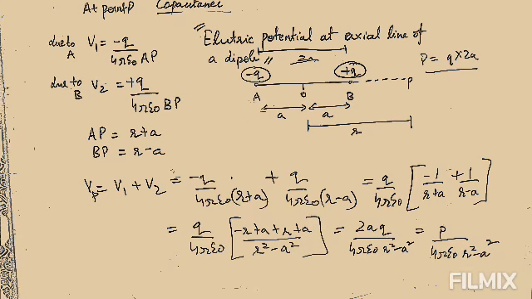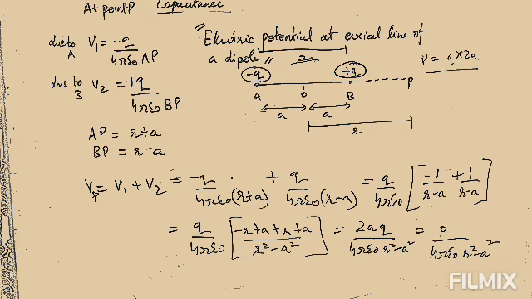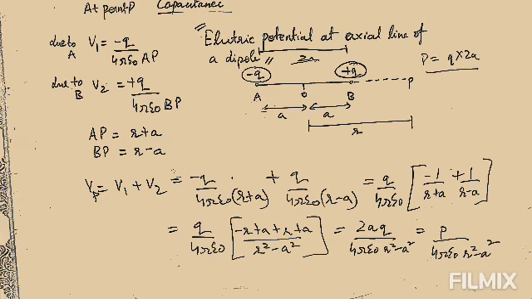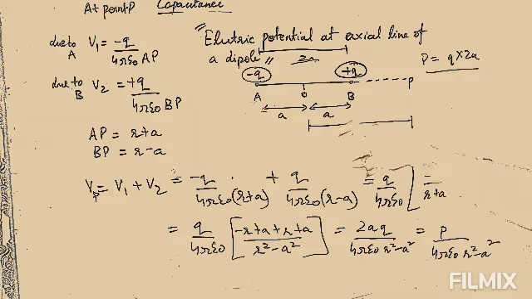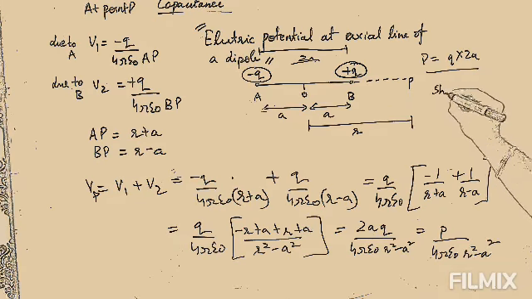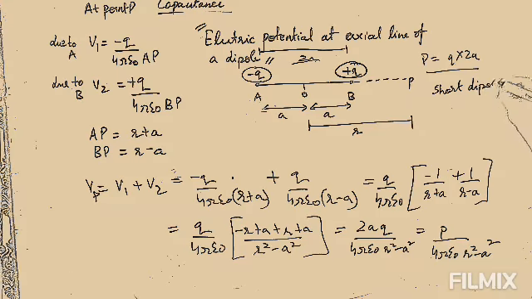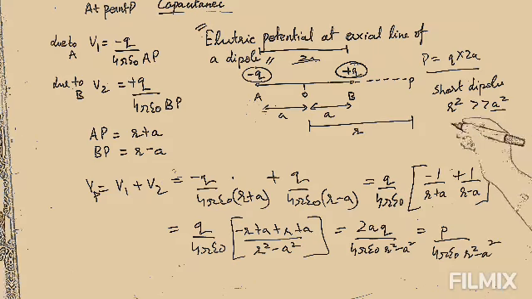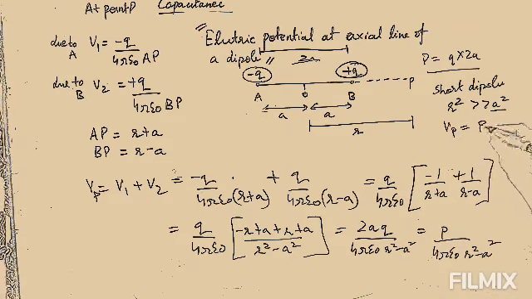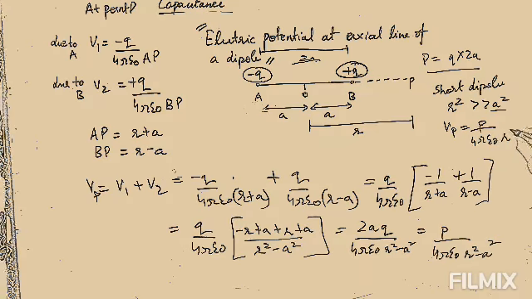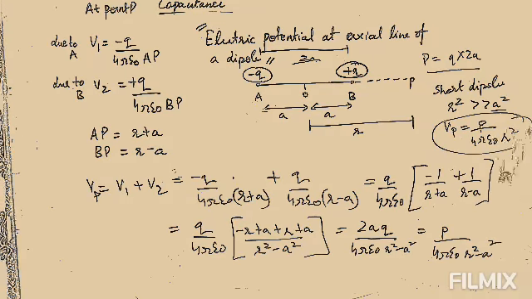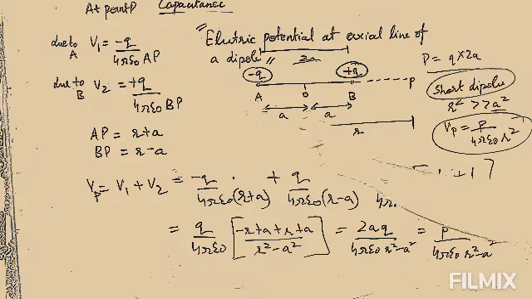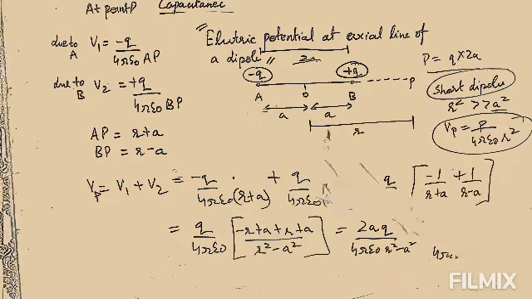Now, further, let us take a special case, the short dipole. If the dipole is quite short, it means the length of the dipole is less than the distance of point P from the center, that is, r square is much greater than a square. We will neglect a square in the denominator, and the potential at point P is given as p upon 4 pi epsilon naught r square. We neglect a square here because it is a short dipole, whose length is less than the distance of point P from the center of the dipole.